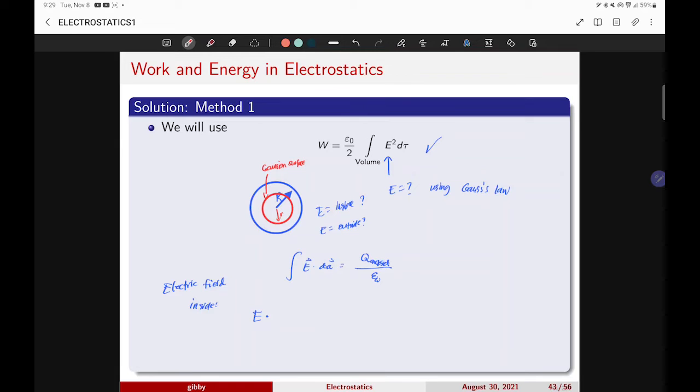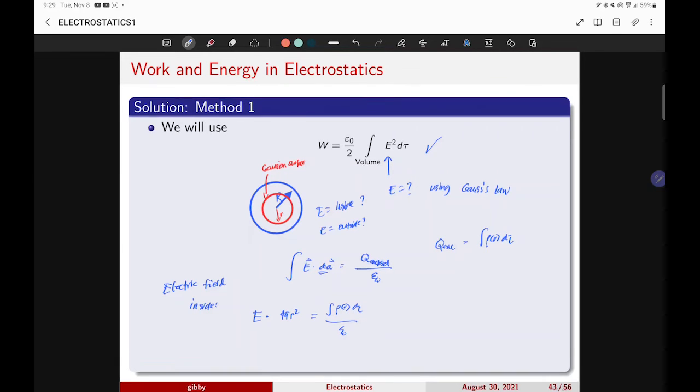So we need to determine the surface area of that Gaussian surface. We have dA or A. Okay? So it's given by 4 pi r squared. That's the surface area of a sphere with radius small r. This is equal to the integral of rho of r d tau over epsilon naught. So this is your Q enclosed. The Q enclosed is the integral of rho r d tau.